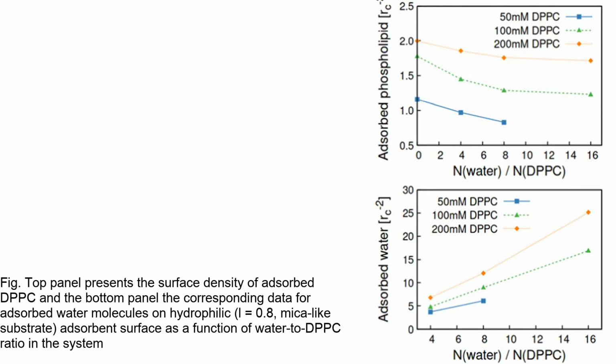Figure 8 shows the adsorption of DPPC, dipalmitoylphosphatidylcholine, on adsorbent surfaces of differing polarity. The top panel of Figure 8 presents the surface density of adsorbed DPPC, while the bottom panel shows the corresponding data for adsorbed water molecules. The hydrophilicity of the adsorbent surfaces is represented by the parameter L, with L equals 0 corresponding to a hydrophobic surface, similar to polyethylene, and L equals 0.1 corresponding to a hydrophilic surface, similar to mica.